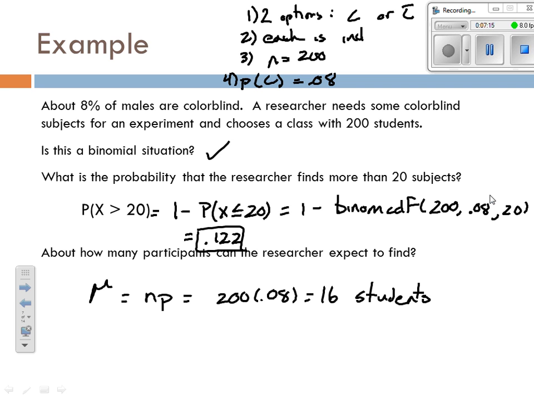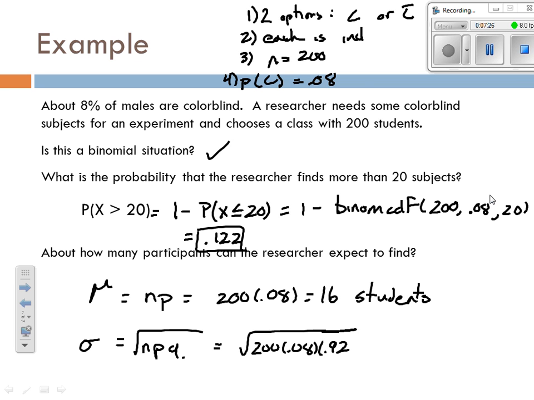Now, that's not going to be the exact number, so we could take a look at what we would expect the standard deviation to be. So for us, that's the square root of 200 times 0.08, and then 0.92. Okay, so we would expect some variation from class to class. That's 3.8 students. So typically we probably find between about 12 to 20 students in a class that size that might be colorblind.